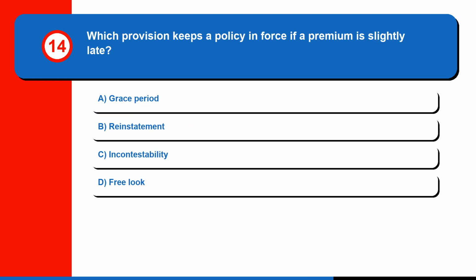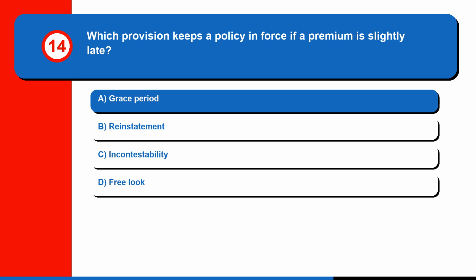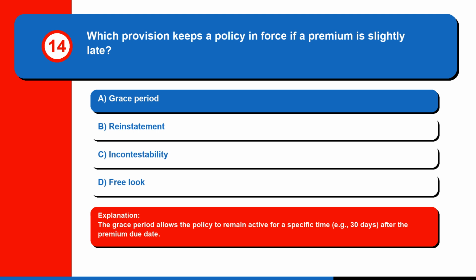Question 14. Which provision keeps a policy in force if a premium is slightly late? A. Grace period, B. Reinstatement, C. Incontestability, or D. Free look. The correct answer is A. Grace period. The grace period allows the policy to remain active for a specific time, for example 30 days, after the premium due date.